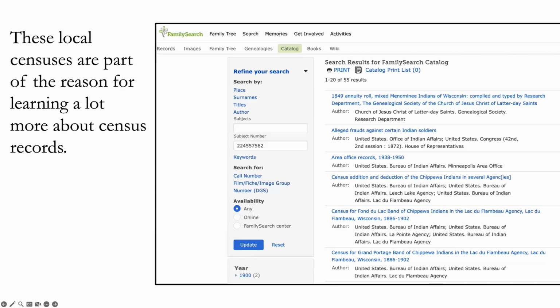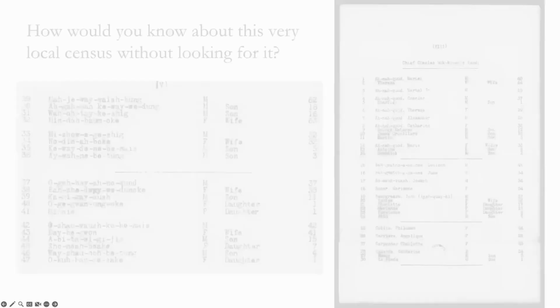Now, what I would suggest, however, is doing a census search, and I'll explain that a little bit more. In other words, searching just for censuses. And the question I would ask is, how would you know about this very local census unless you were looking for it? And how would you know to look for it before you found it?